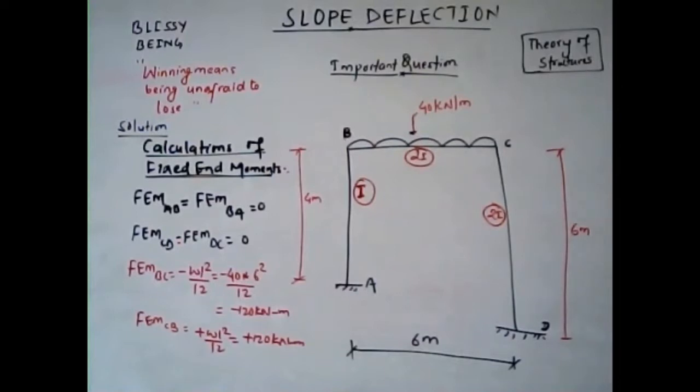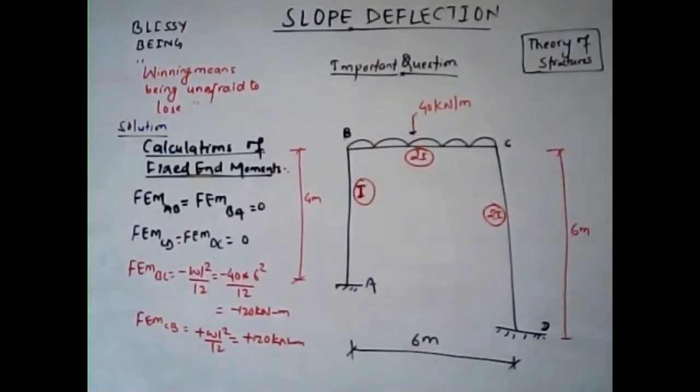As there is no external load in sections AB and CD, the fixed end moments in sections AB, BA, CD and DC will be 0. And in section BC you have an external load of 40 kilonewton per meter, that is a UDL. For that case, the formula of the fixed end moment in BC is minus WL square by 12. If you solve this, it will give you minus 120 kilonewton meter.